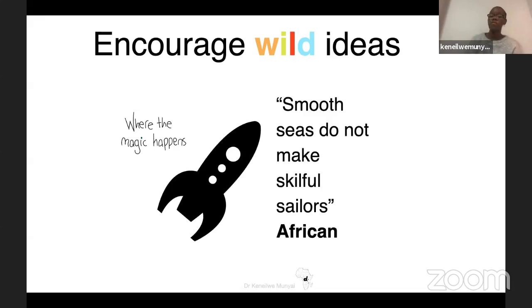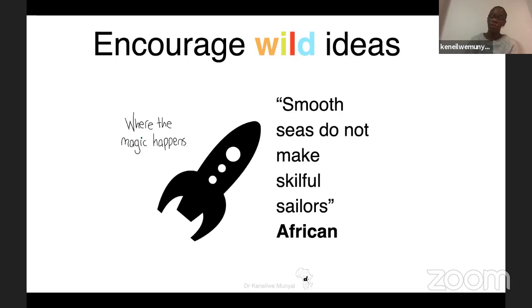And then, of course, encouraging wild ideas. It's often the craziest ideas that lead to innovation or interesting innovations. And Africans say, smooth seas do not make skillful sailors. So allowing for experimentation and for crazy ideas to emerge is important.